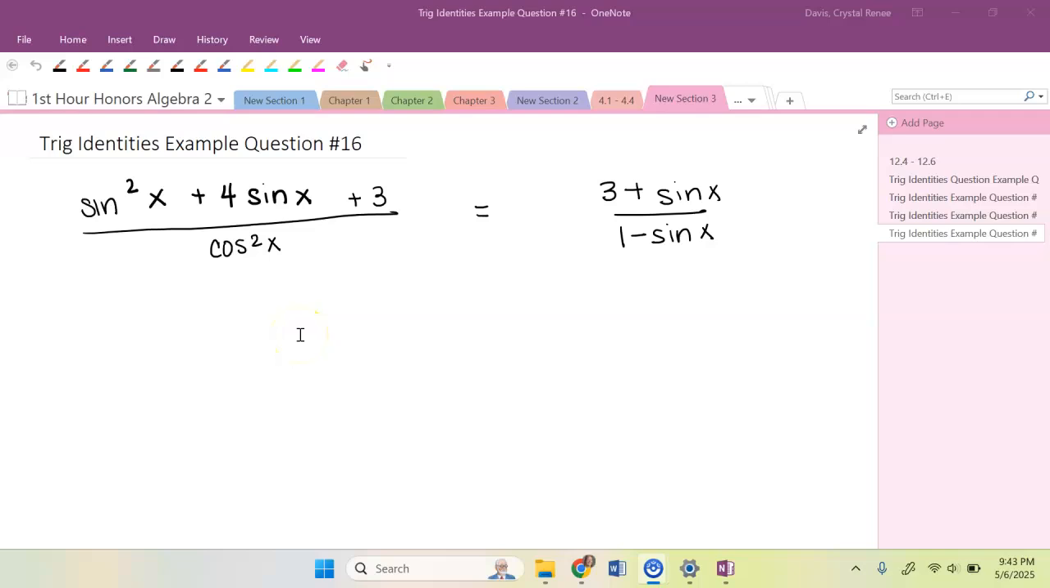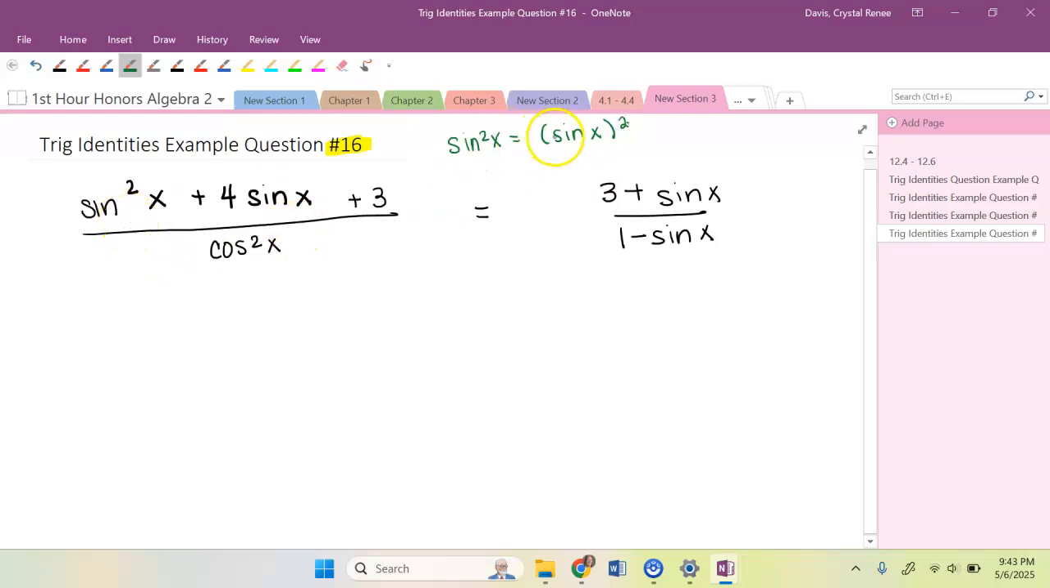So this is question number 16 on page 1 of your trig identities. The hard part is just seeing it. Remember, sine squared x is simply sine of x, squared. So essentially you can write this as sine of x squared plus 4 sine of x plus 3.